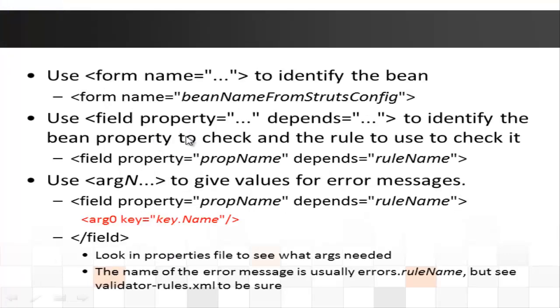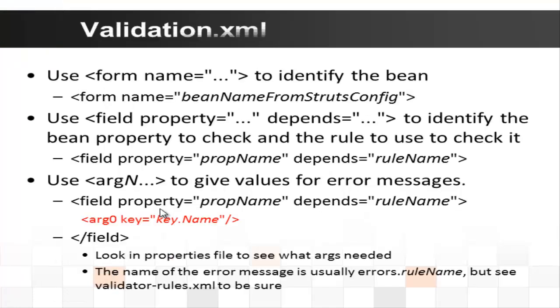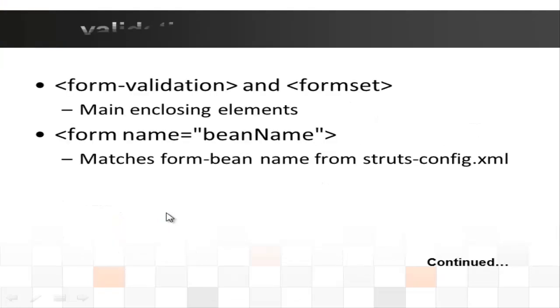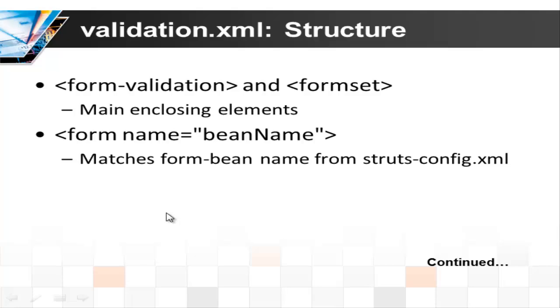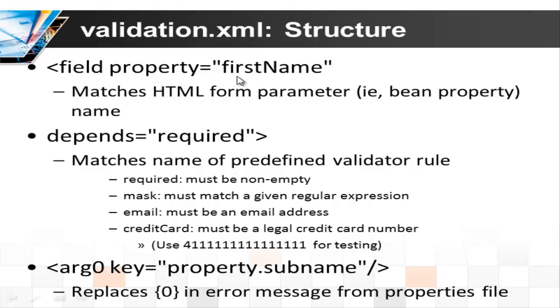Within the field, you specify any additional keys that you want to use. For example, if you are using a variable for mask or date pattern, you can use that. So you can specify any number of arguments which are required. So you start with the validation, then form set, then the name of the form, then the field name.